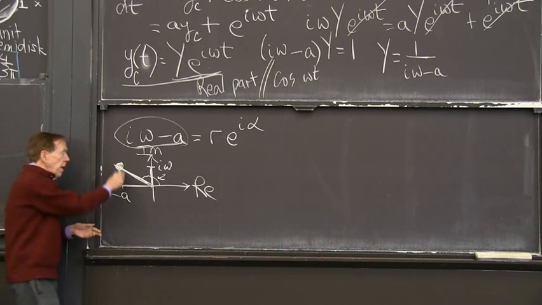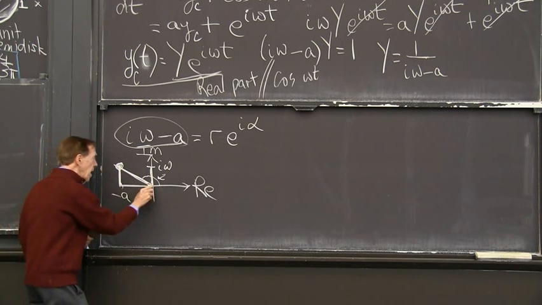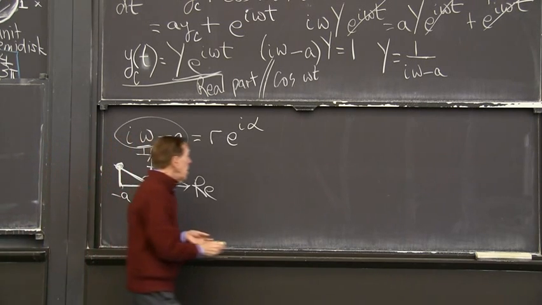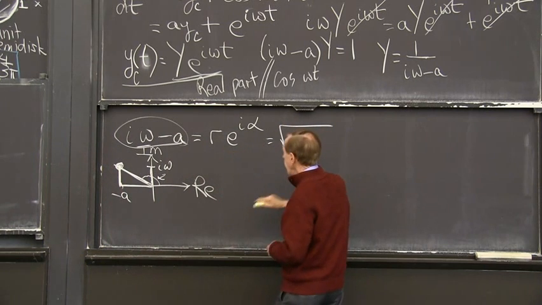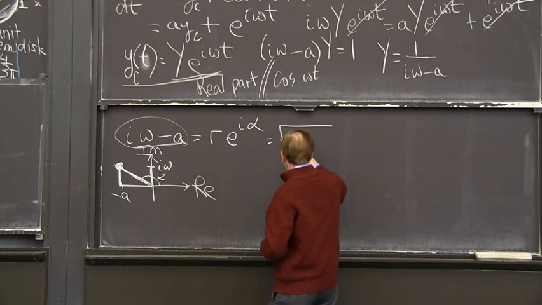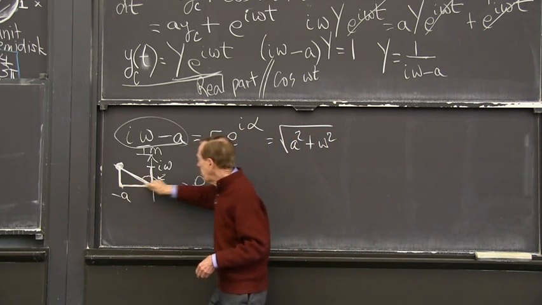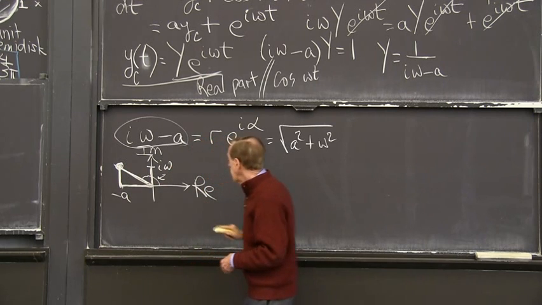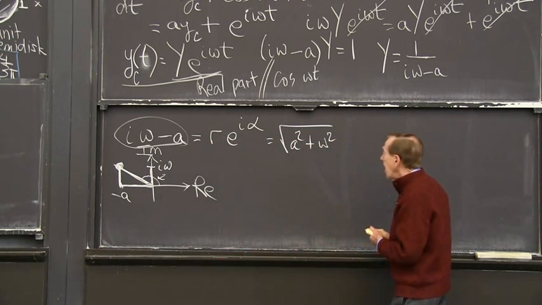Easy. That's a right triangle with height, that side is omega, this side is minus A. I use Pythagoras to know that this R is the square root of A squared plus omega squared, right? That length squared, the minus sign disappears. That length squared, omega squared. So that's the R.